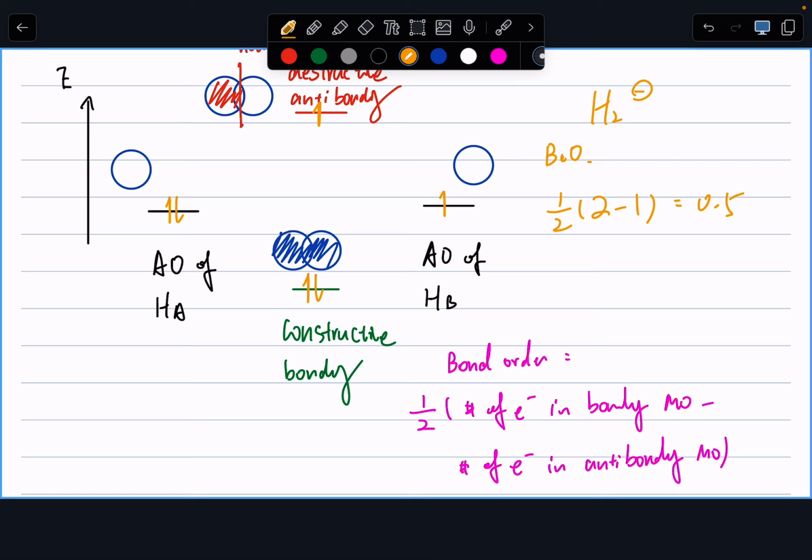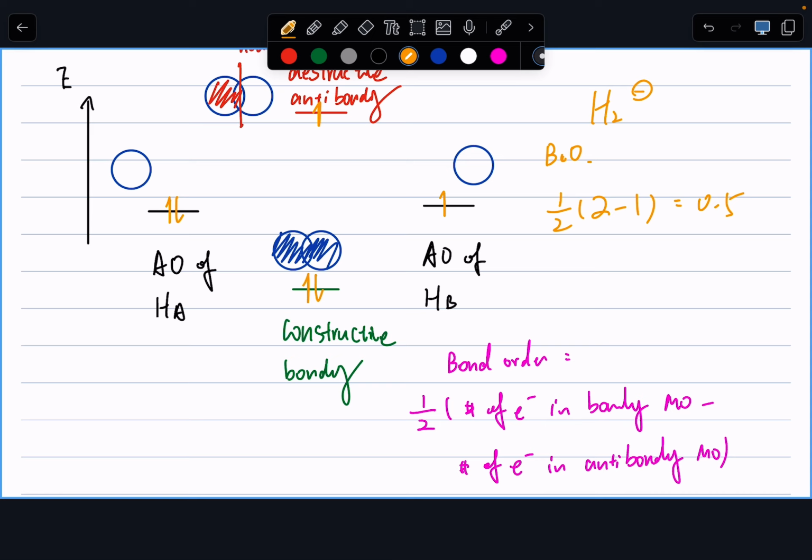Right, so it's a much smaller bond order. And a follow-up question I could ask you is to predict the bond length between the two hydrogen atoms in H2 minus versus neutral H2. Which one has a longer bond length? Well, the H2 minus has a weaker bond order. It's a weaker bond, so it'll have a longer bond length.